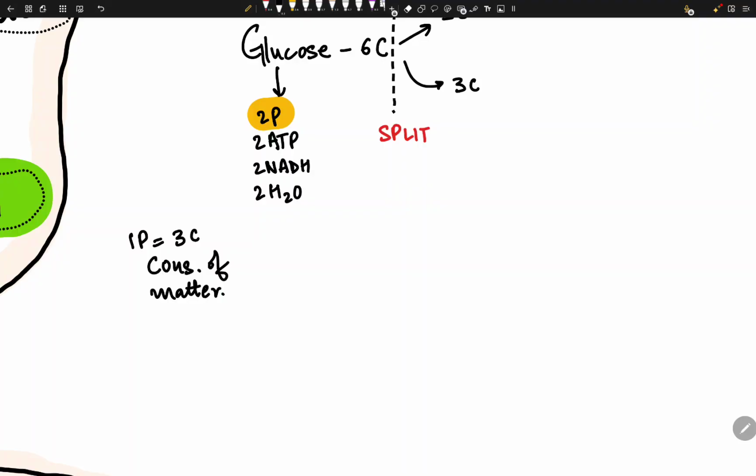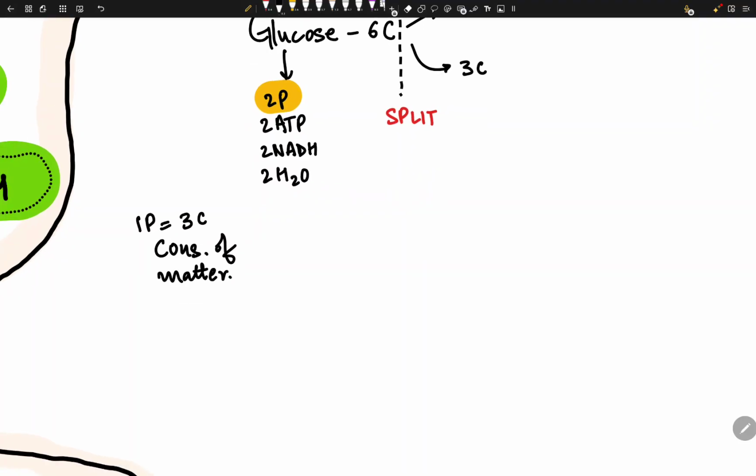Now where did the carbon exactly go? Let's count it. We have 6 carbons. After the split, we have 3 carbons, that's one pyruvate, and the other 3 carbons, that's another pyruvate. So every carbon is accounted for. We are just rearranging them. That's the split.